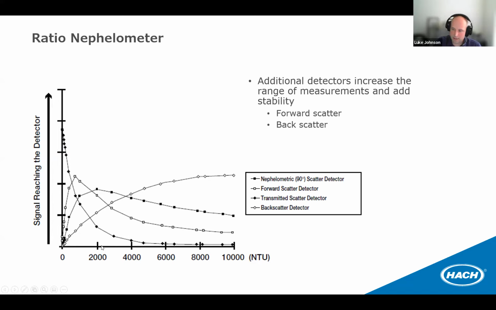And then as the turbidity increases, the various detectors have different peaks and slopes depending on how high the turbidity is. So we have built at Hach into this ratio nephelometer the ability to correct for the various curves depending on which turbidity we're actually measuring a sample at. So ratio nephelometry is really helpful for high concentrations and samples with colors.